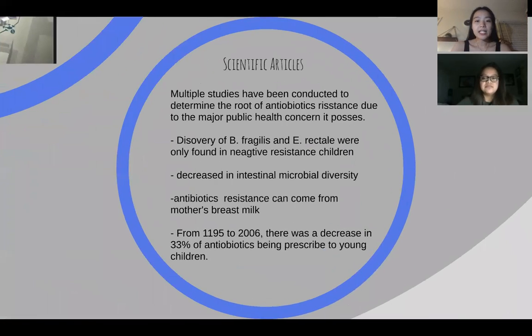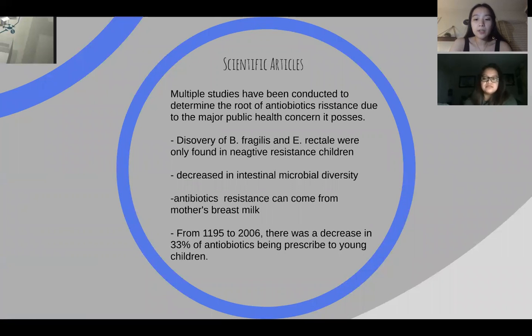Now, research from scientific articles. Due to antibiotic resistance being a public health concern and a more common occurrence, multiple studies have been done to discover the root of antibiotic resistance. In 2017, a study done by Yassor and his colleague discovered a strain of B. fragilis and E. rectale were not found in positive antibiotic resistance children, but only in negative antibiotic resistance children.